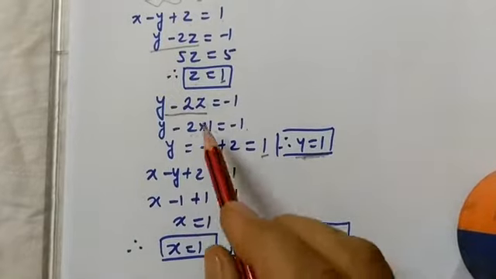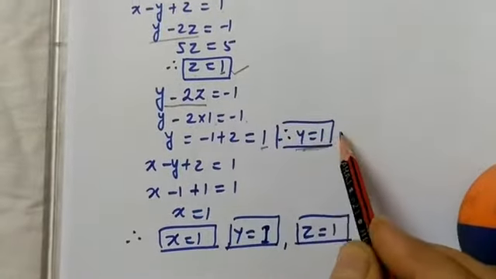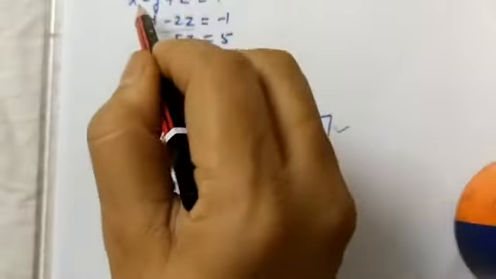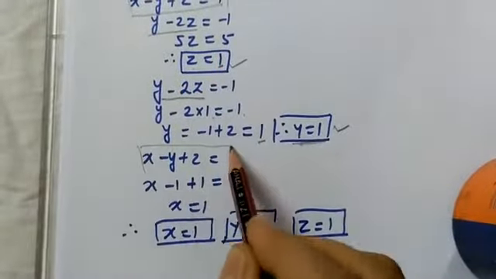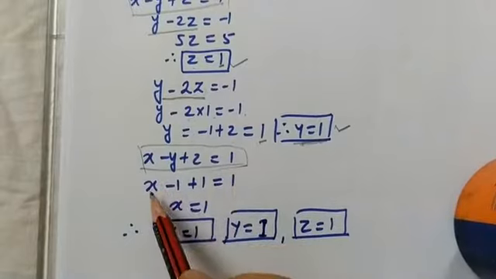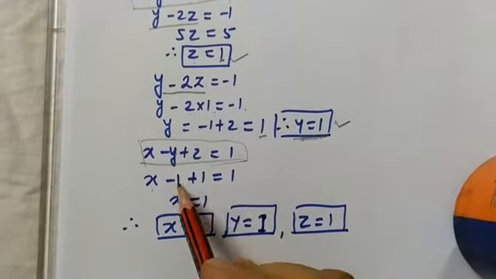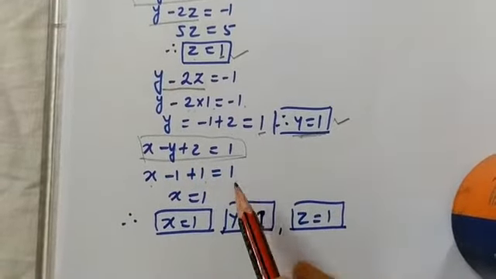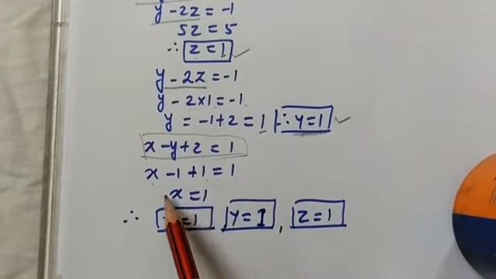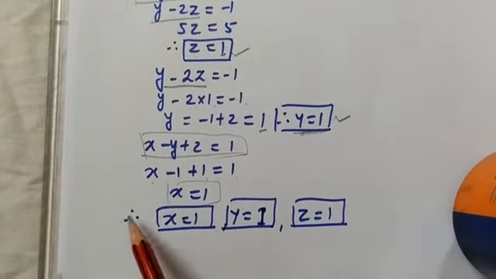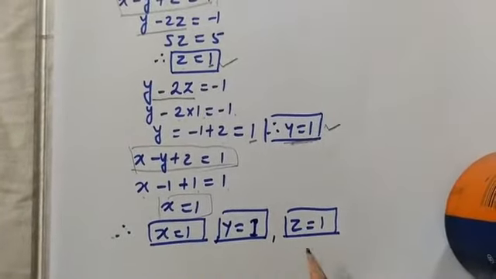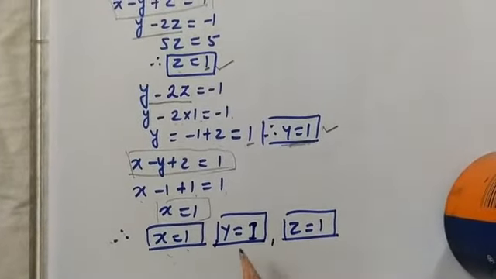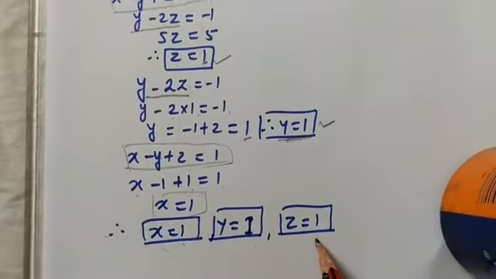Then put z equal to 1 and y equal to 1 in the equation x minus y plus z equals 1. Here x as it is, y means 1, z means 1, equal to 1, and from this you get exactly x equal to 1. This way we found the values of x, y, z: x equals 1, y equals 1, z equals 1.